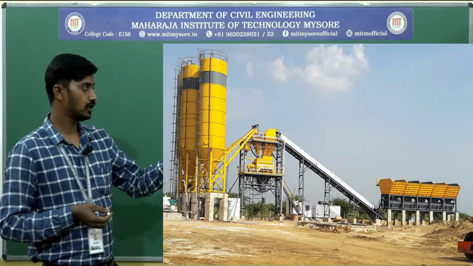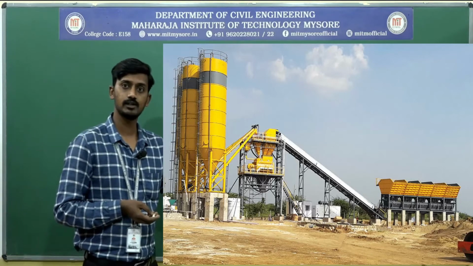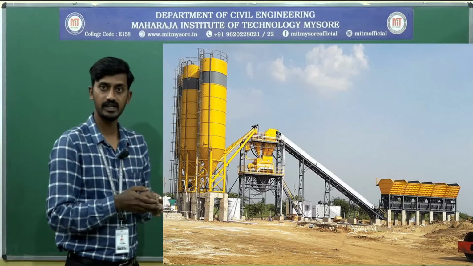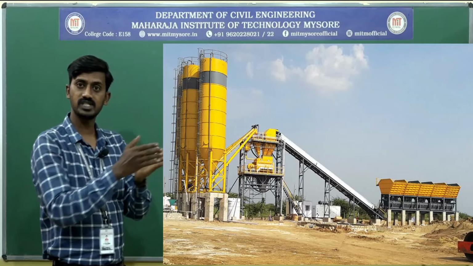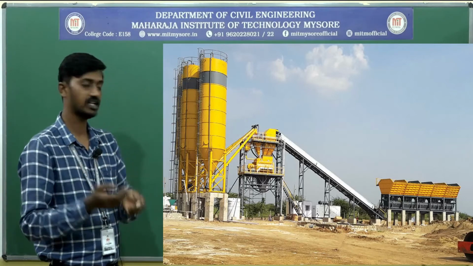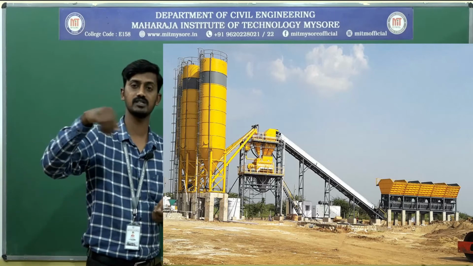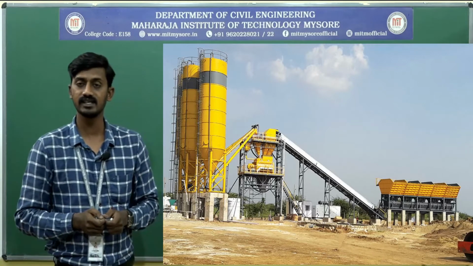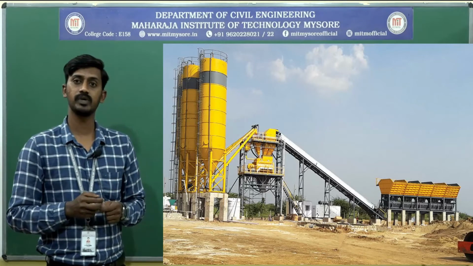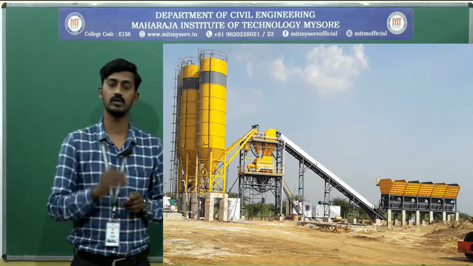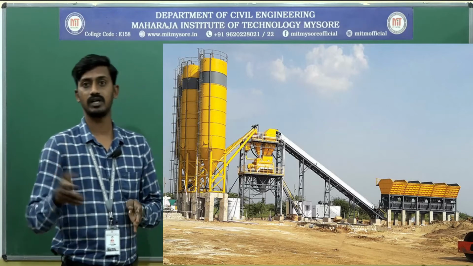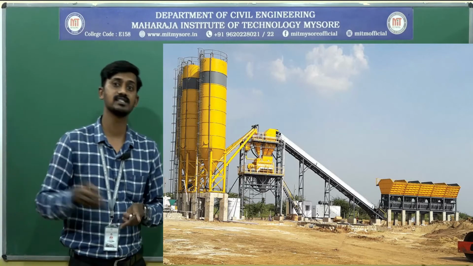And once you observe the machineries, there are a lot of them. Start from the storage of cement, storage of coarse aggregate, and storage of fine aggregate. Everything has to be carried by conveyor belt to a particular location where all the materials are mixed. Once that mixing is done, water will come into the picture. Once water is added in the required amount, it will be mixed to the accurate quantity or ratio to get the required strength of the cement.